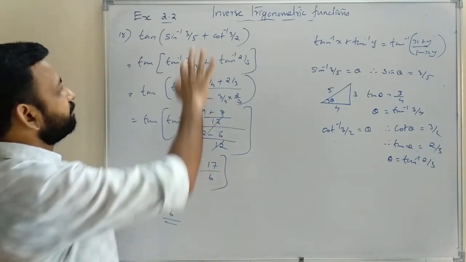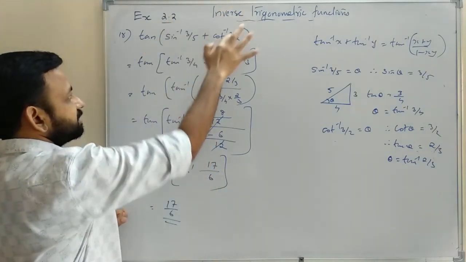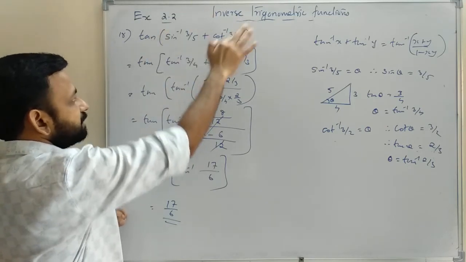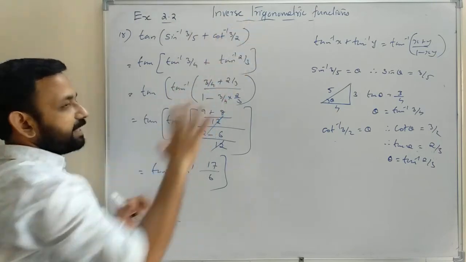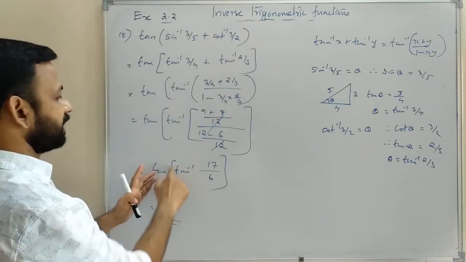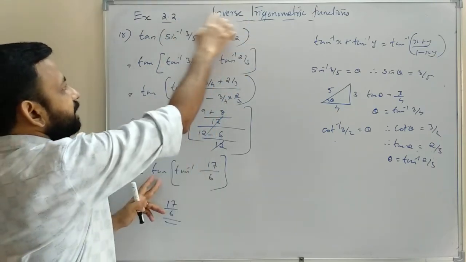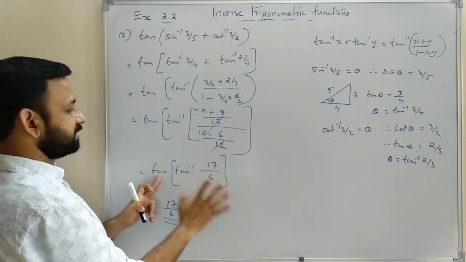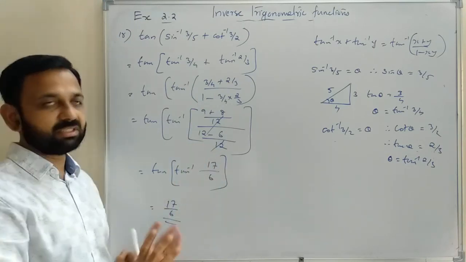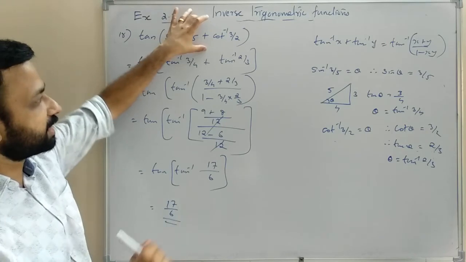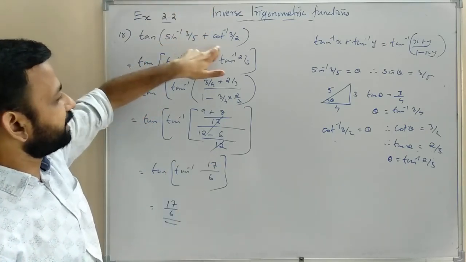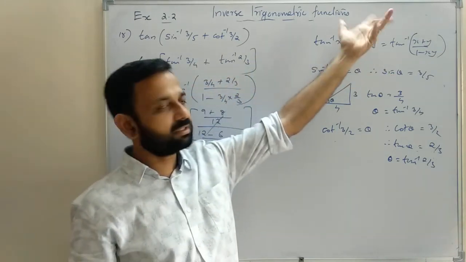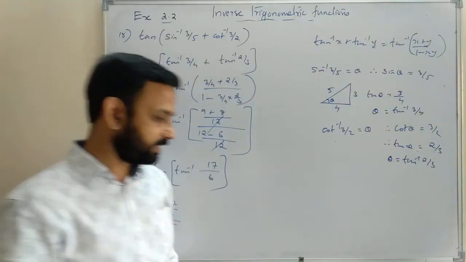So in this question we converted each inverse function into tan inverse form, expressing the expression in terms of tan inverse of something. So here we got tan inverse 17 by 6, so we can write 17 by 6. We needed to reduce this expression into tan inverse form, and for that we used this formula. So we got the result.